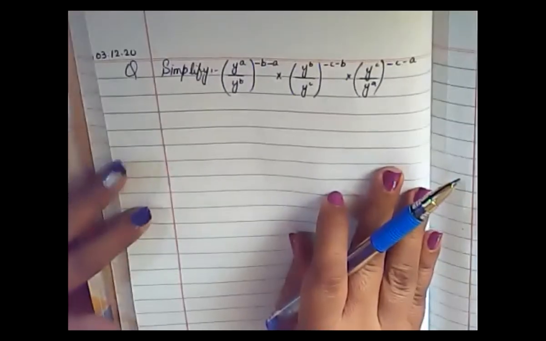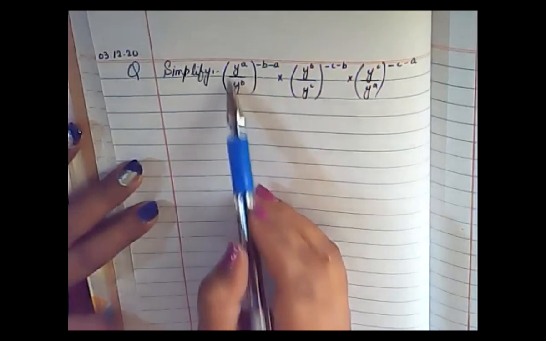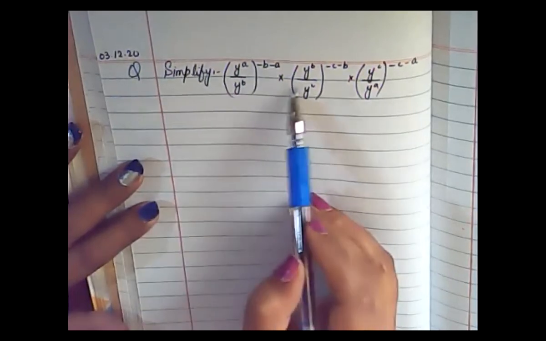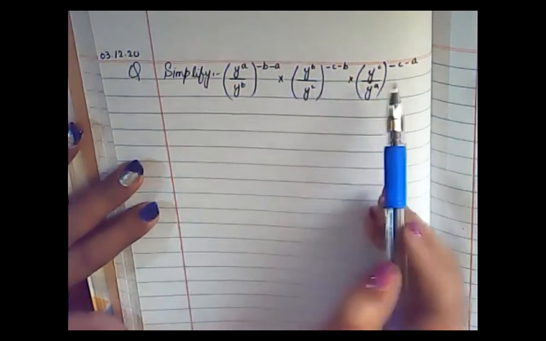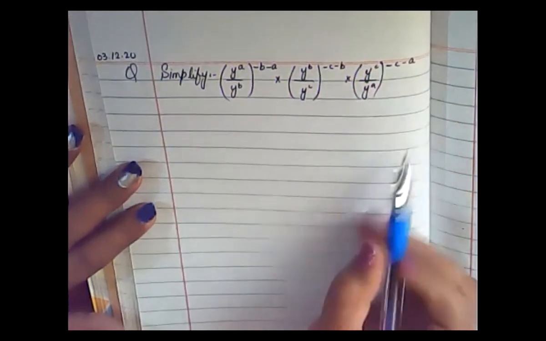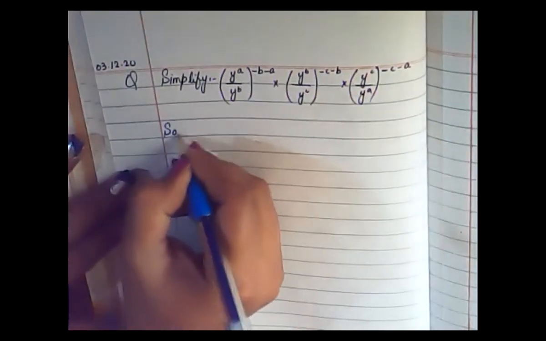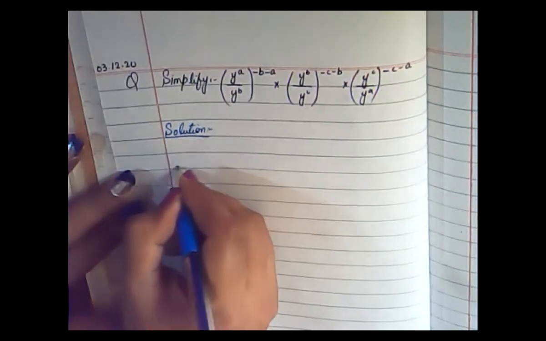Now what do you have here? This one: (ya over yb) whole power minus (b minus a), multiplied by (yb over yc) whole power minus (c minus b), multiplied by (yc over ya) whole power minus (c minus a). So we are going to copy down the question again. Okay, now what is your question?